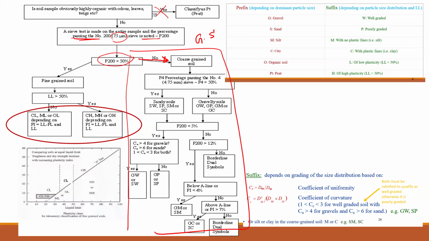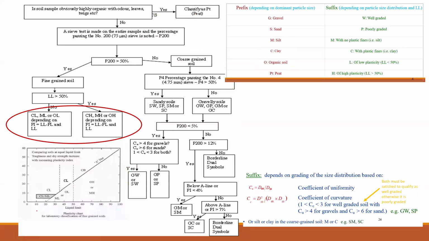G and S is on the right-hand side, and the left-hand side is all these ones here. So they can be silt, clay, or organic soil. So peat is already gone. All three soils that we have as samples can be gravelly or sandy. So the prefix is G or S. And now let's find which one is what.